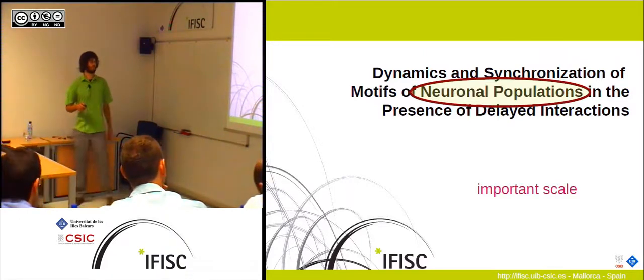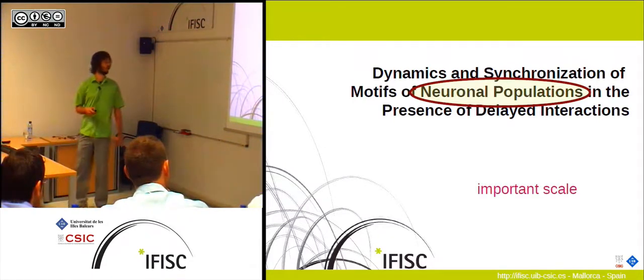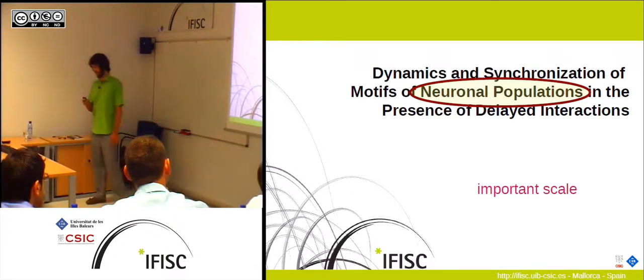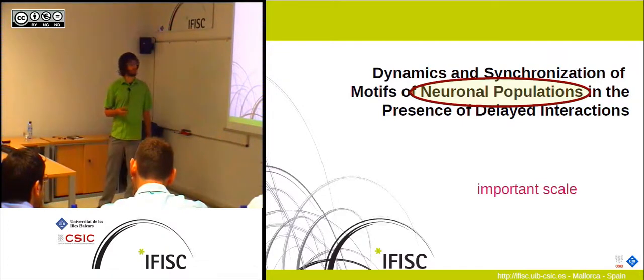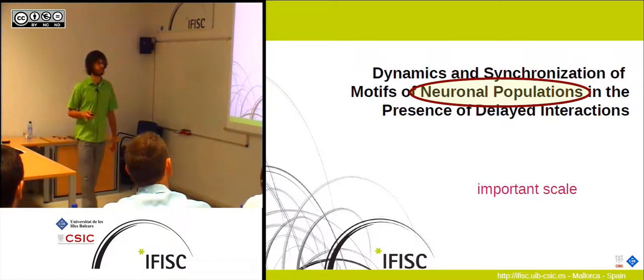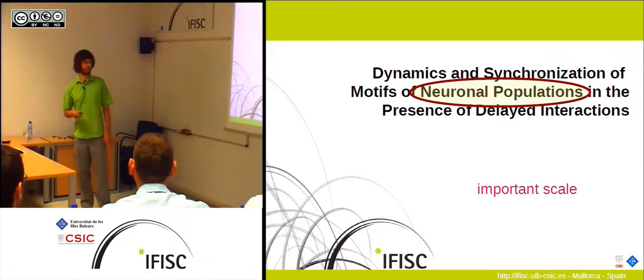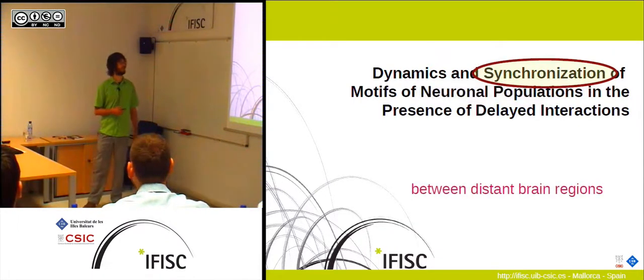So we are going to concentrate on the scale of neuronal populations, because this is a very important scale. The neurons are considered the building blocks of the nervous system. However, most of the information processing for the important functions of the nervous system occurs at this level, at the neuronal populations.